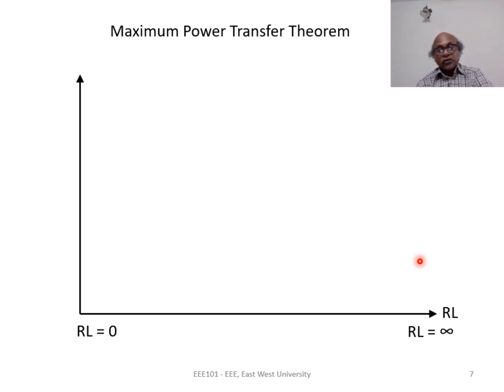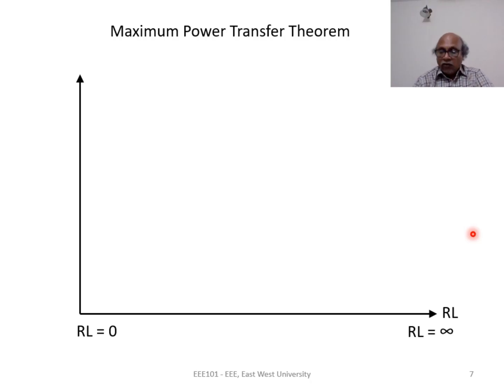When the load is short circuit, the voltage across the load is 0. So load power is also 0. We will expect that PL is 0 when RL is equal to 0. Similarly, under open circuit condition, the load current is 0. So again, the load power is 0. So at both ends of the x-axis, we get 0 load power.